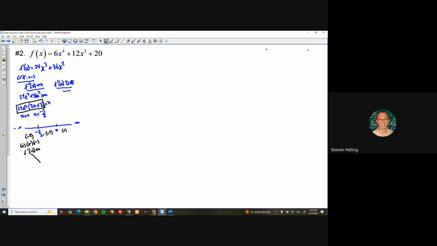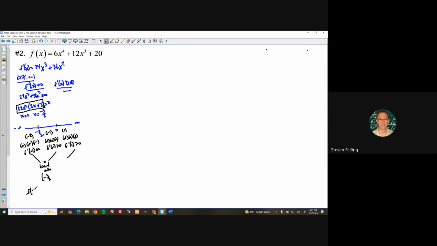If I plug a -1 in here, positive, positive, 2 times -1 is -2 plus 3 is positive. So that means f prime at -1 is greater than 0, so that tells me it's increasing. If I plug a positive 1 in there, I'm going to also have a positive. Positive times positive times positive, so the first derivative at 1 is greater than 0. That means there's only one candidate here for a local min. That's going to be a local min. The x-coordinate is -3 halves.